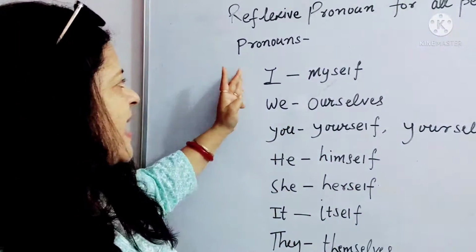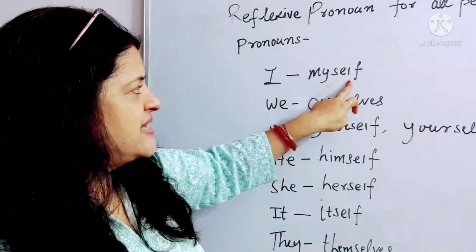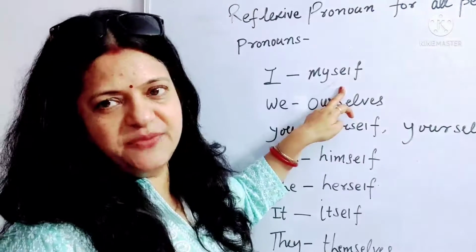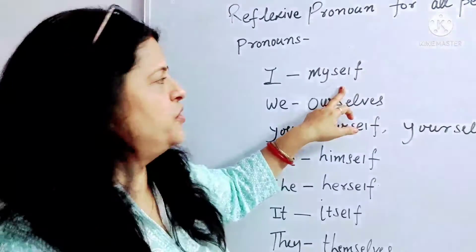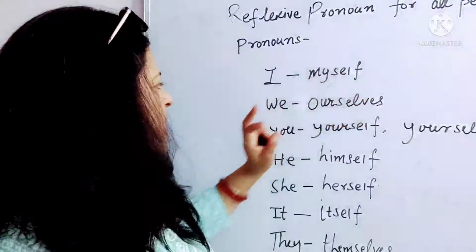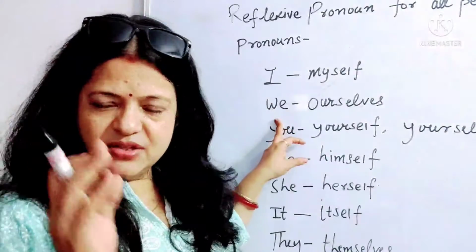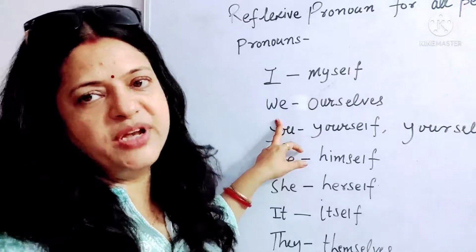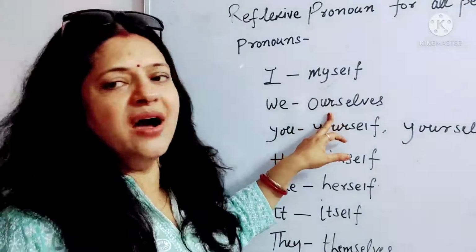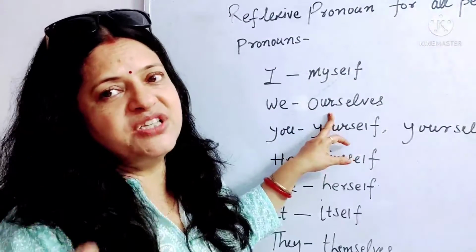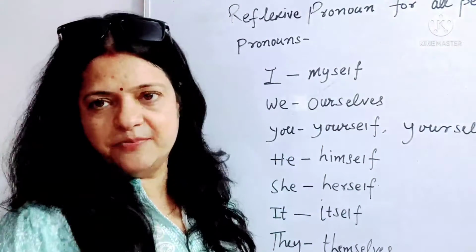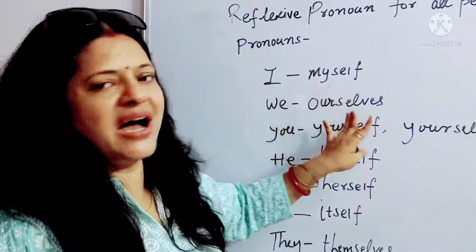By adding self to my, as in myself, it means my is a possessive pronoun and we are adding self to make it a reflexive pronoun. Same way, we is the nominative case of pronoun, the subjective case, and we are adding our. Our is the possessive case of pronoun and we are adding selves to make it plural. So it becomes we, ourselves.